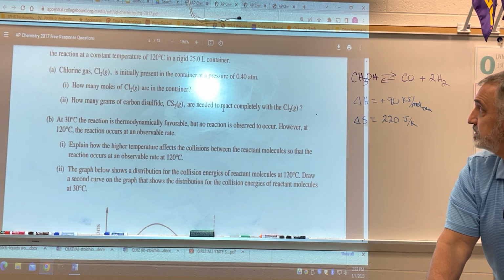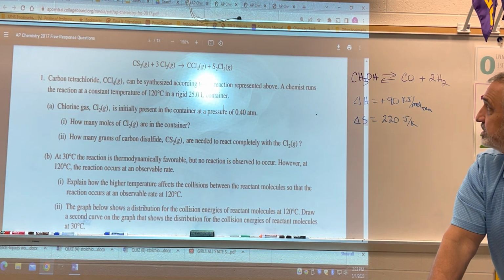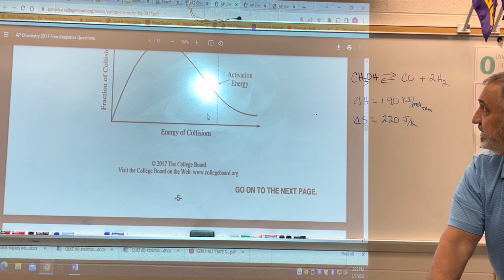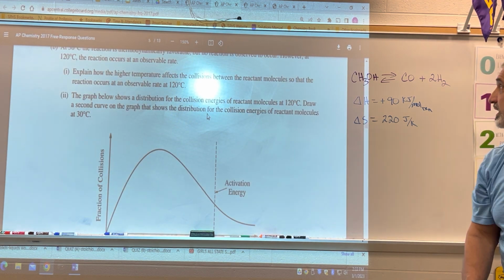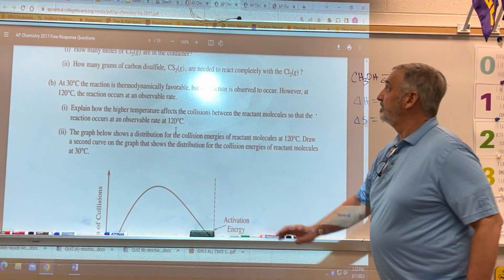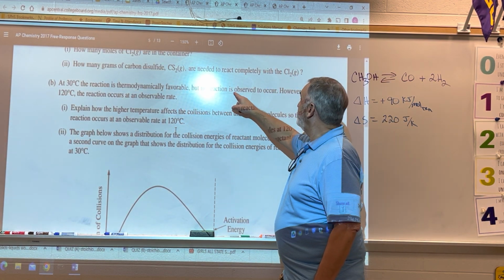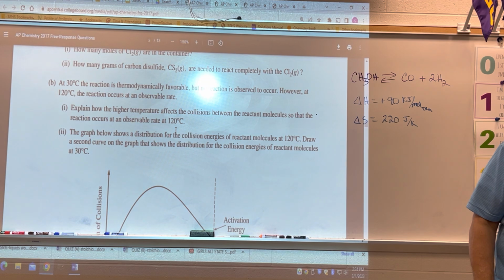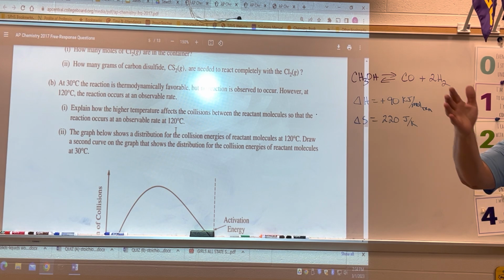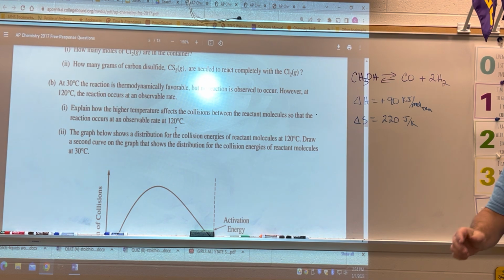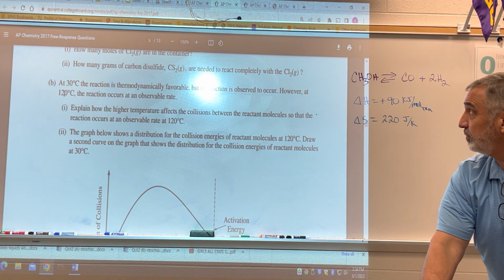This one here is synthesized chemistry, runs the reaction. This is a stoichiometry of gas law, how many moles? That's PV equals nRT. But you ask the question: the reaction is thermodynamically favorable, but no reaction is observed to occur. What's the reason why, always? The reaction has a high activation energy, right? Whenever it says that it's thermodynamically favorable but it doesn't occur at an observable amount, that means that it has a high activation energy.